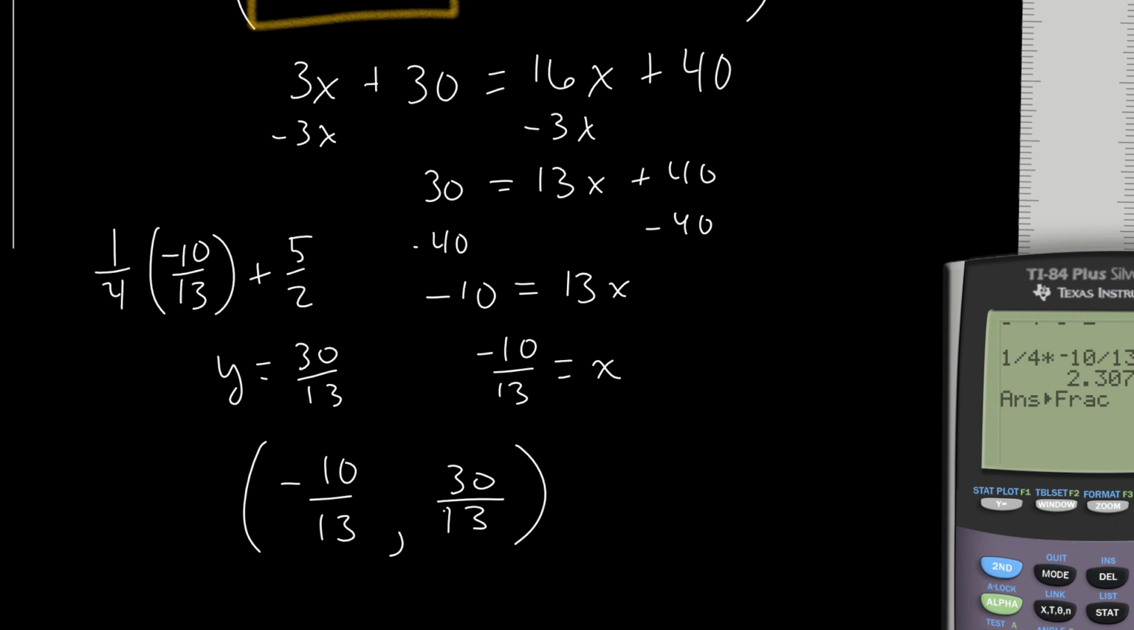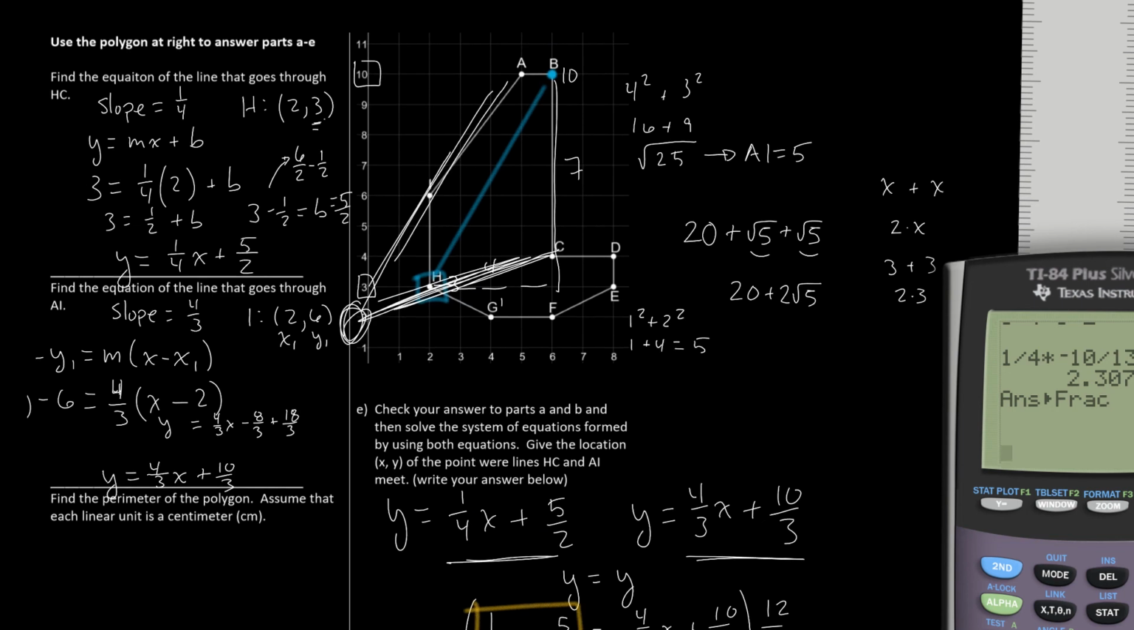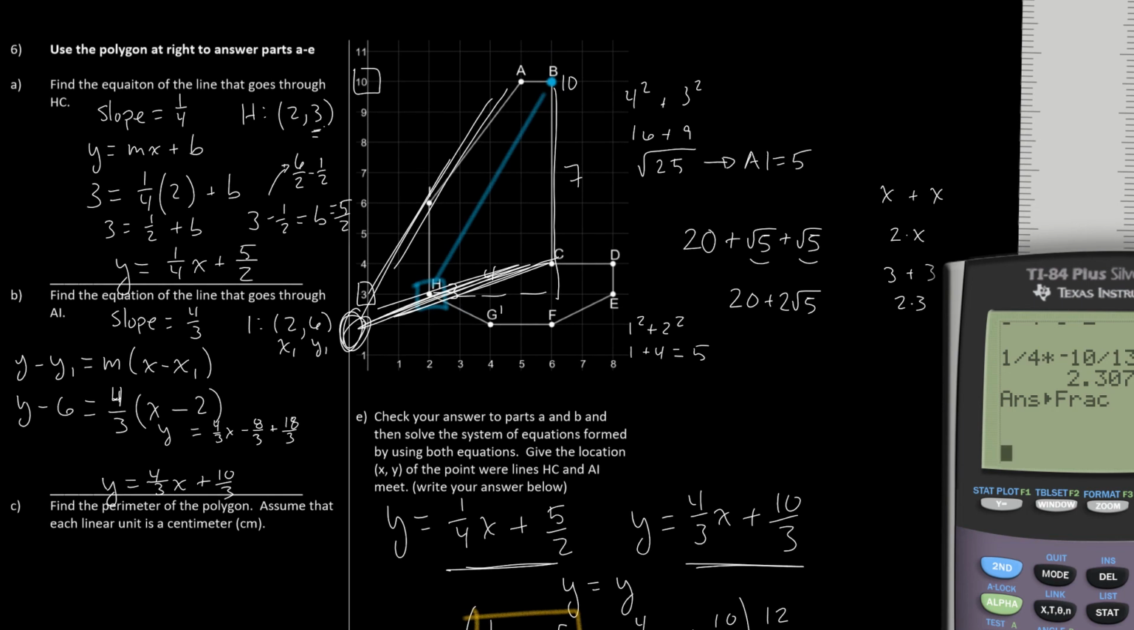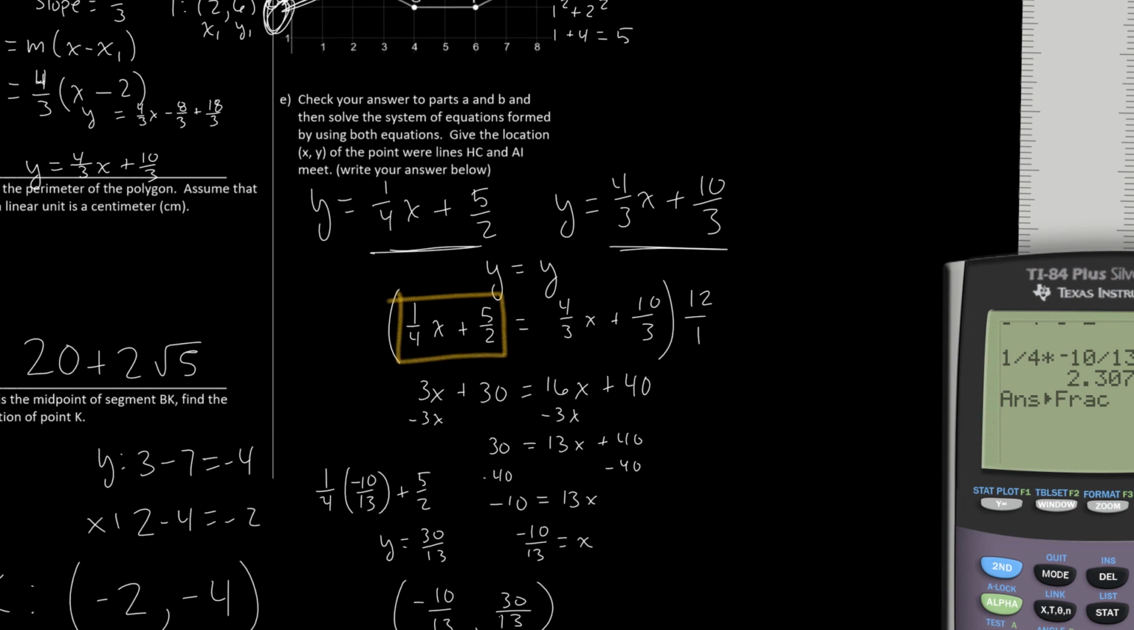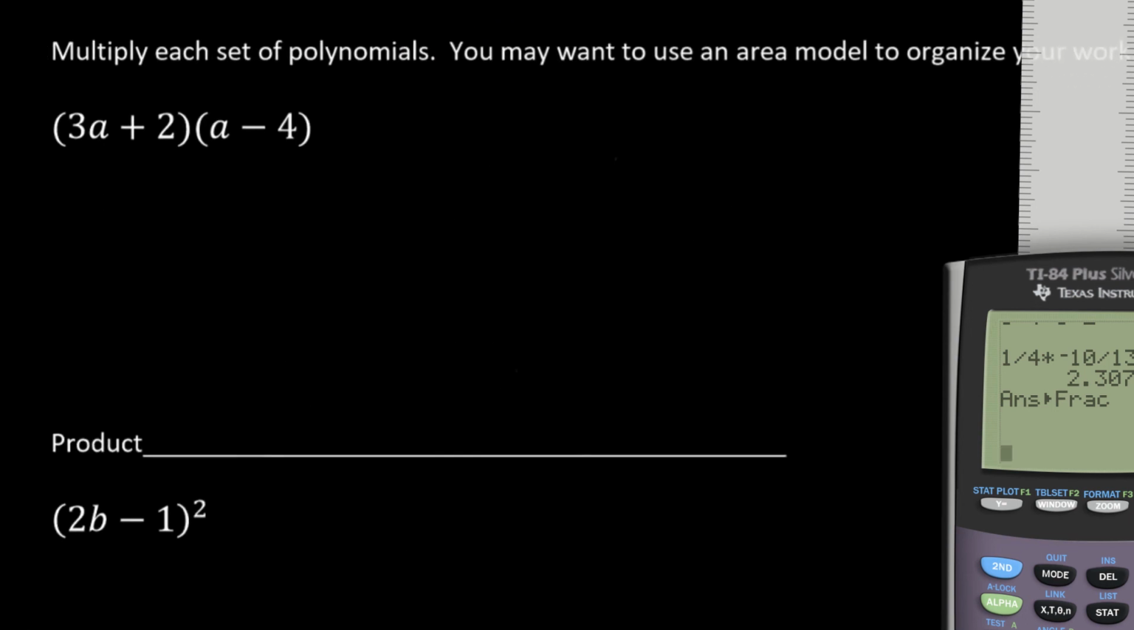That's the location where those lines meet. By the way, if I was to plug negative 10/13 into both of those equations, they would both produce 30/13. So they're over at negative 10/13 and 30/13. What is 30/13? It's a little bit more than 2, right? So they're meeting somewhere a little bit more than 2, but at a negative x. So that looks reasonable. All right, last problems.